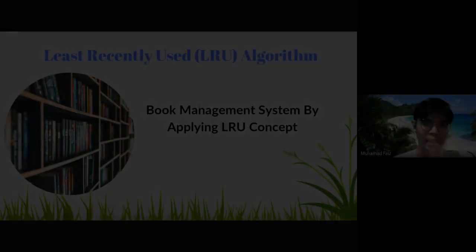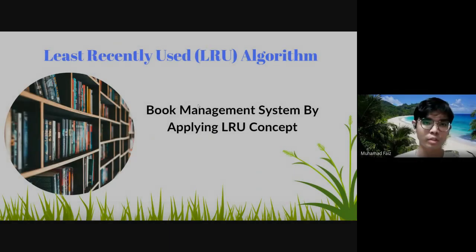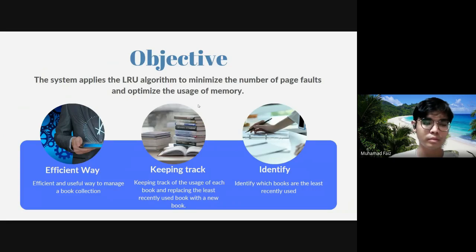Thank you. So I will explain about the least recently used algorithm. Basically in this project, we propose a system which is a book management system by applying the LRU concept. The objective of this system is to manage books in an efficient and useful way. The system applies the LRU algorithm to minimize the number of page faults and optimize the usage of memory.